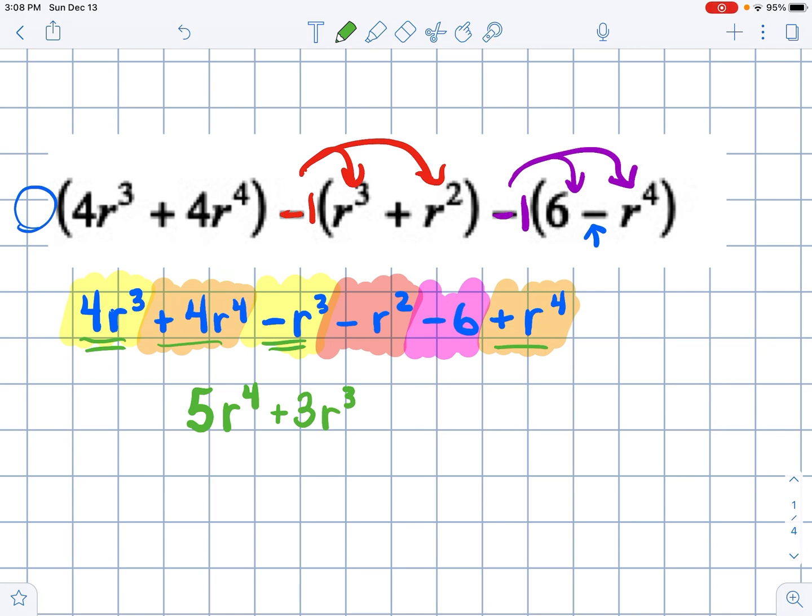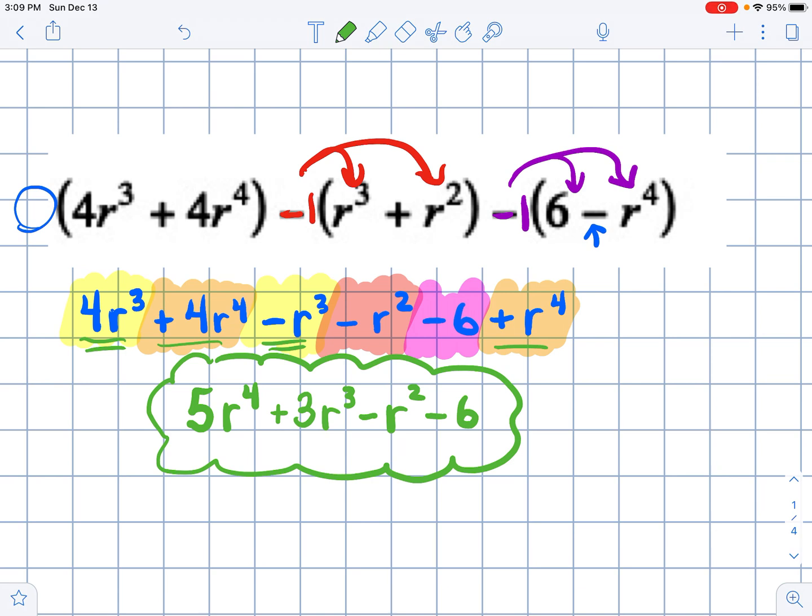And we're going to move down to the r to the seconds. Now, there's only one term that has an r to the second. That would be minus r to the second. There are no r to the firsts, and there's really only one other term left that doesn't have any r's at all. So that's going to be our last term, which is minus 6. So what we have are our terms in descending degree order: 5r to the fourth plus 3r to the third minus 1r squared minus 6.